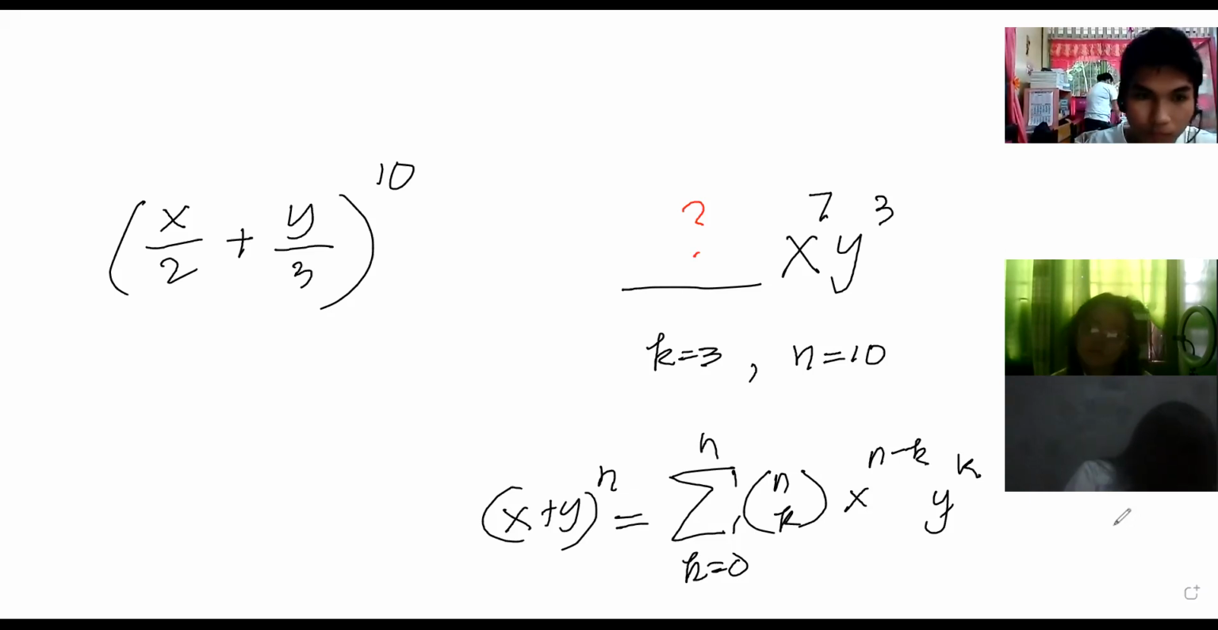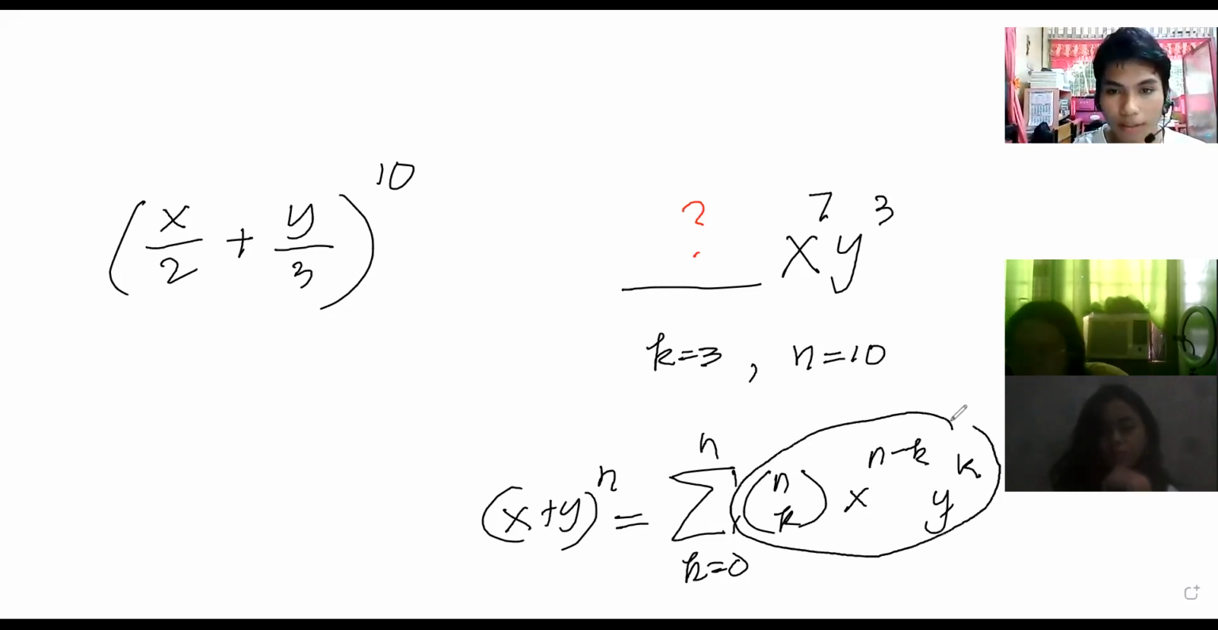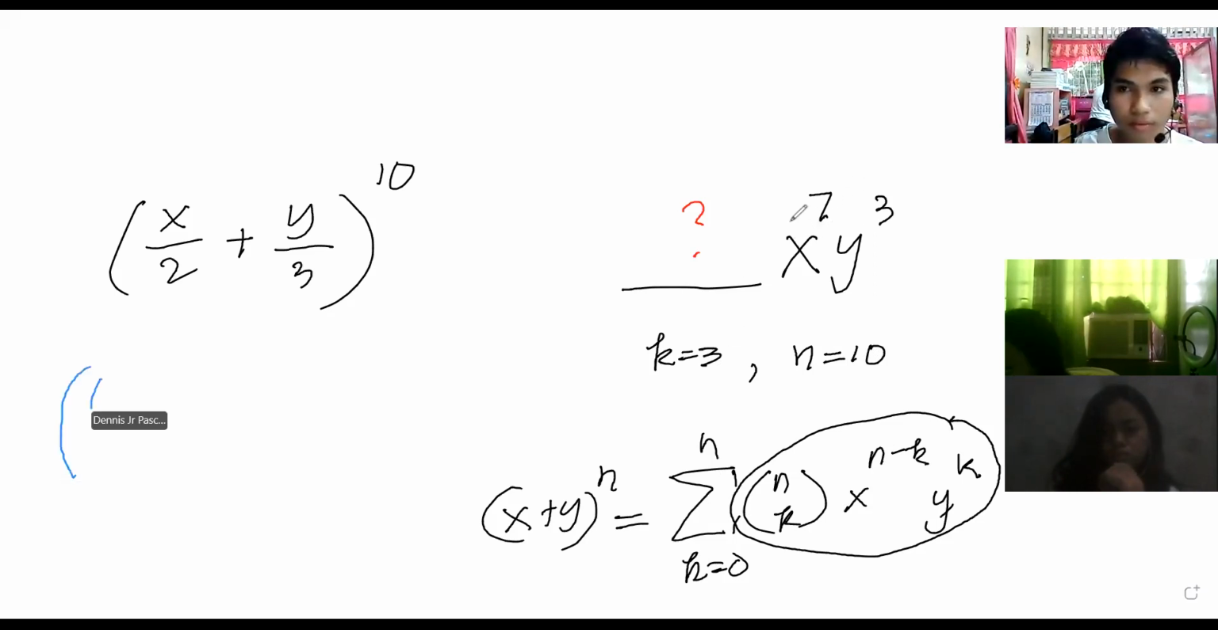Dennis, if you replace 10 and 3, just replace them. Yes, sir. The summation is gone, because we are only looking for one term, the one with the numerical coefficient. Okay, write it here, Dennis, this portion. Good? Correct?